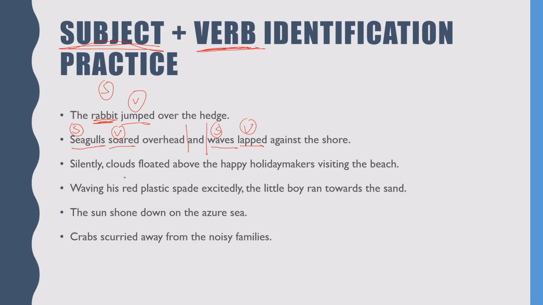Silently, clouds floated above the happy holiday makers visiting the beach. It's a bit of a longer sentence, isn't it? This one is about the clouds. That's who or what the sentence is about. It's the noun at the beginning of the sentence. And what are they doing? They're floating. So that is the verb. And this is an adverb complex sentence. The subordinate clause at the beginning answers the question, in what way are the clouds floating? They're floating silently.